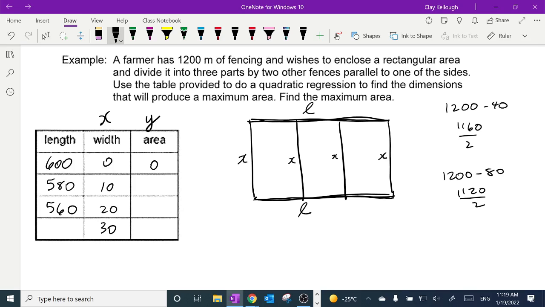And at this point, you might see a pattern. Every time I go up 10 on the width, I go down 20 in the length. So I don't have to calculate this one. I see the pattern. And the areas, well, this one's easy. Times the number by 10, you just slap a 0 on it. 20 times 5,600, well, 2 56s is 112. So that's 112 with 2 zeros on it. So that's 11,200 square meters.